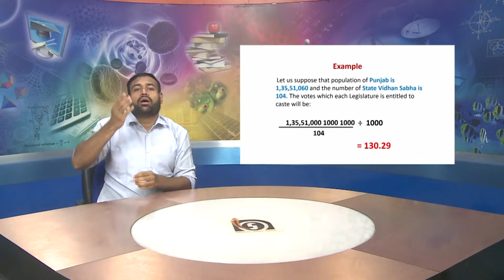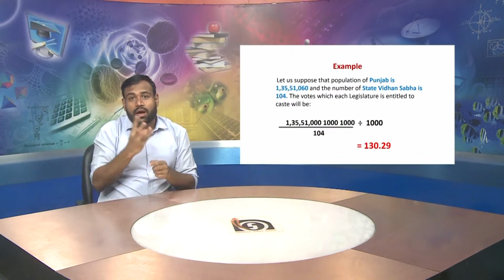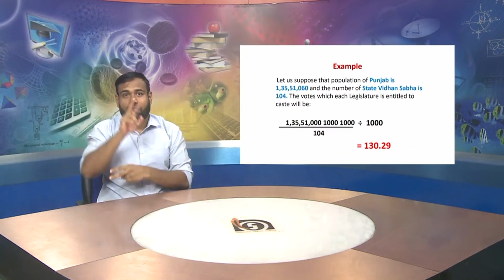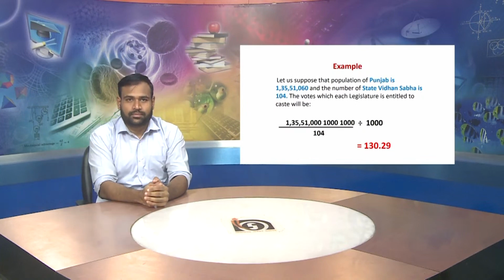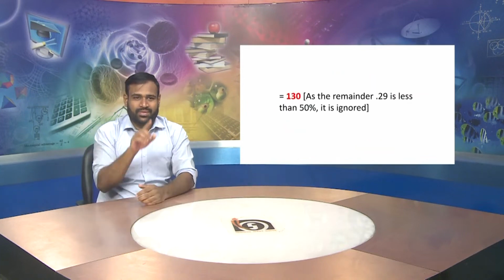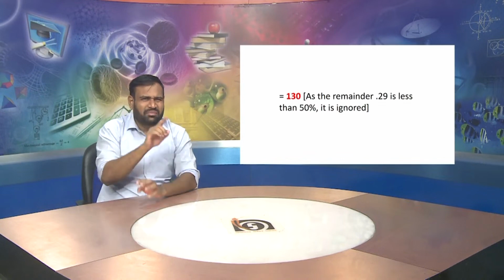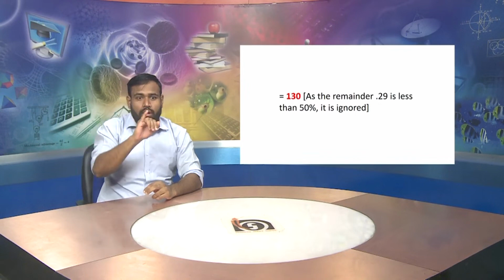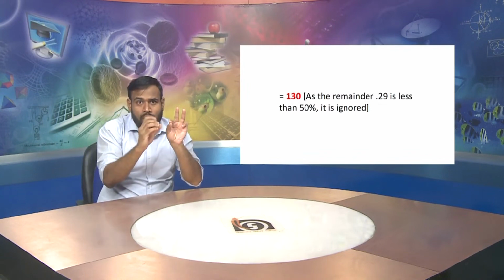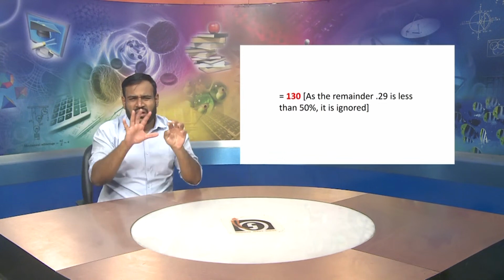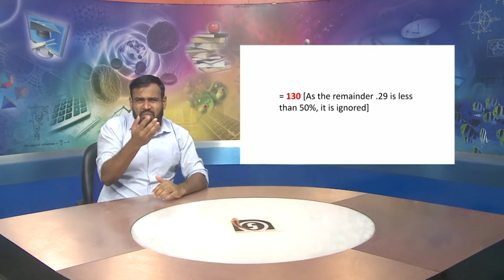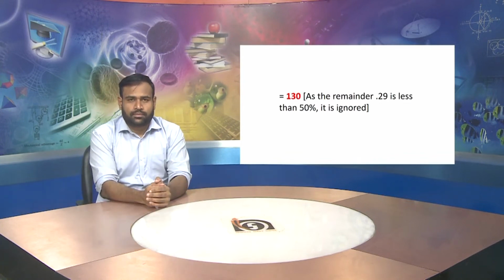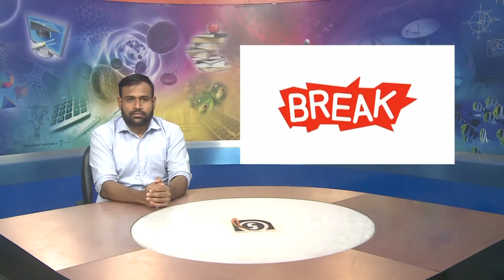So if I am a member of the Lok Sabha and I am from Chandigarh, then my vote count would be 130 per person. So this 130, as the remainder is 0.29, is less than 50%, so that means it would be ignored, because it should be more than 50%. The number which is below 50 is rejected. We will take a break here.